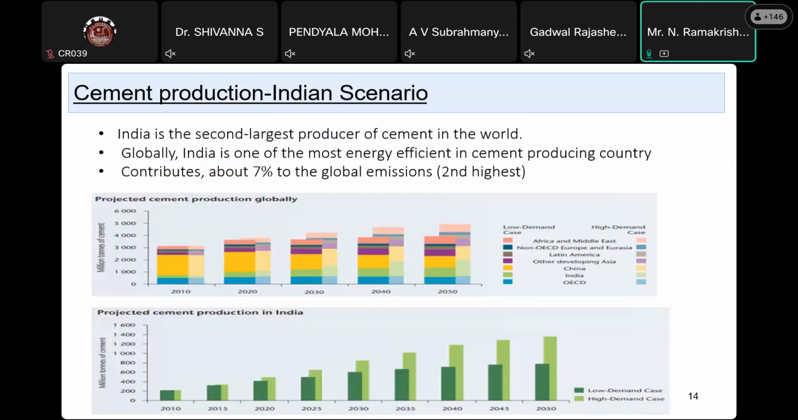So now you can see here cement production. India is the second largest producer of cement in the world after China, and it contributes 5 to 7%. These two figures show you one is global, another is local, India. Different continents, different countries, how much they are consuming, the low demand case and the high demand case, and the same thing in India also. This one earlier, I think we have seen. Now we are at almost 7 billion tons, and it reaches 14 to 15. So this is the Indian scenario compared to the world production of cement.